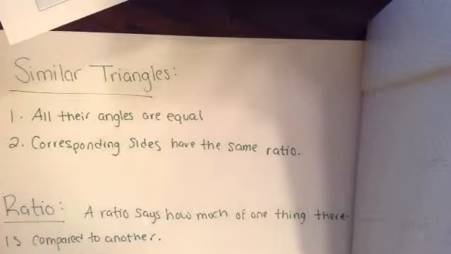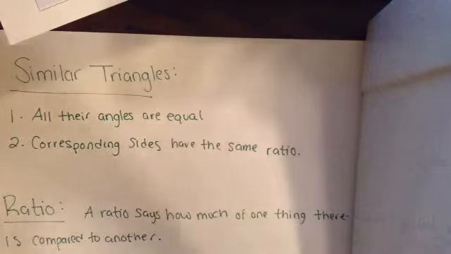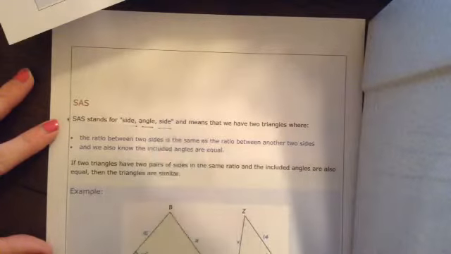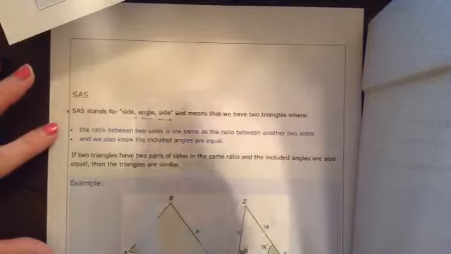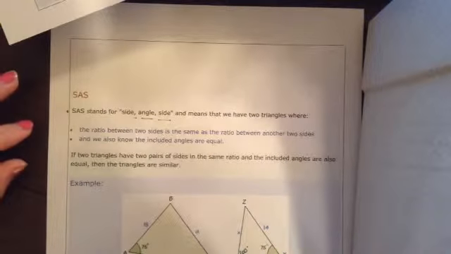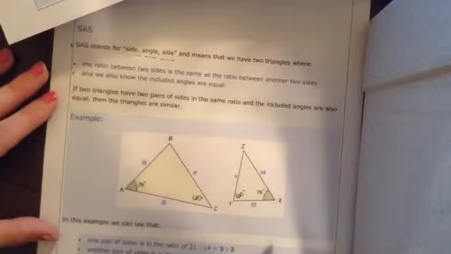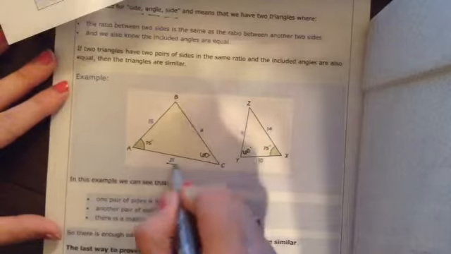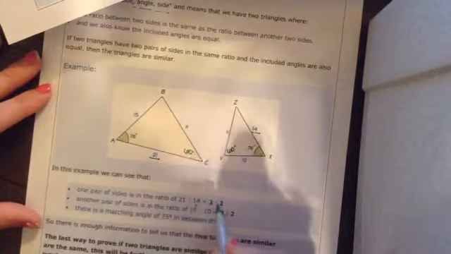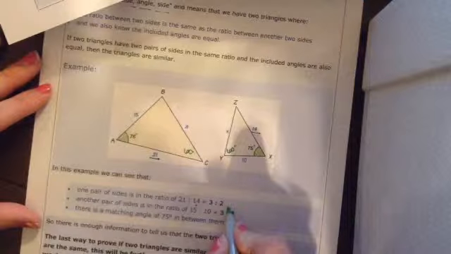So from here, we could start by going to the first proof, which is going to be SAS. SAS, you're going to be explaining to the students, stands for side, angle, side. And that means that we have two triangles where the ratio between two sides is the same as the ratio between another two sides. So, for example, we have this down here. In this example, we can see that one pair of sides is in the ratio of 21 to 14. It's going to be this side to this side. So 21 to 14 has a 3 to 2 ratio.